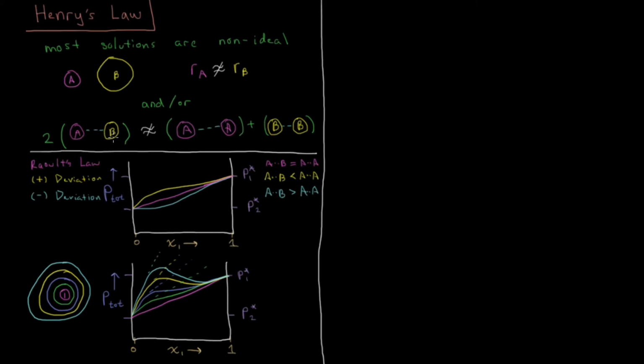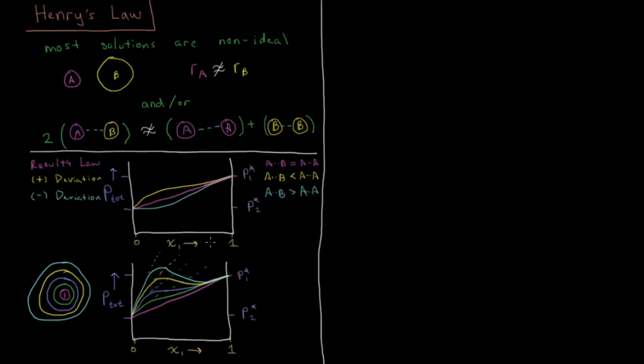If A and B interacted in the same way that A and A, and B and B do, then twice this interaction would equal this plus this, and there would be no net difference. And then things like the enthalpy and volume of mixing would be zero. But for non-ideal solutions, that is not going to be the case.